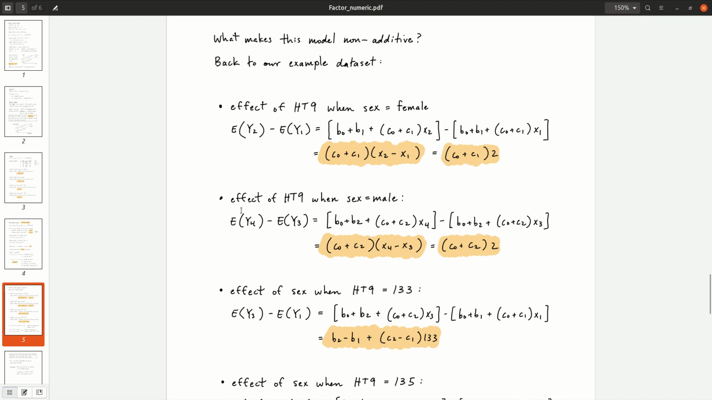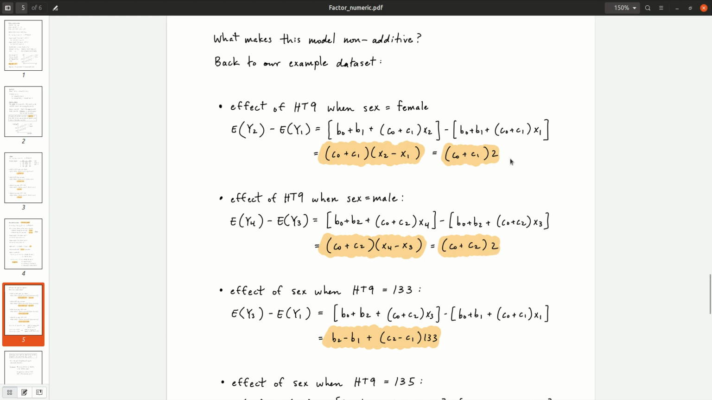Now, if we want to look at the effect of height when the sex is male, we needed to compare observations 4 and 3. And if you write out the expected values, it's going to be this. This is the expected value for the 4th observation. Remember, it has level 2 of the factor. This is the expected value for the 3rd observation. It also has level 2 of the factor. And things will cancel, and you'll get C0 plus C2 times the difference in heights, which was 2. So this is the effect of changing height from 133 to 135 when the sex is male.